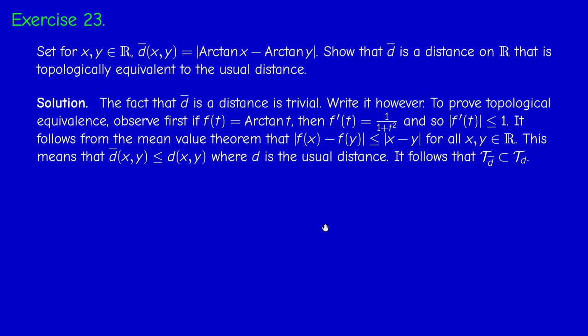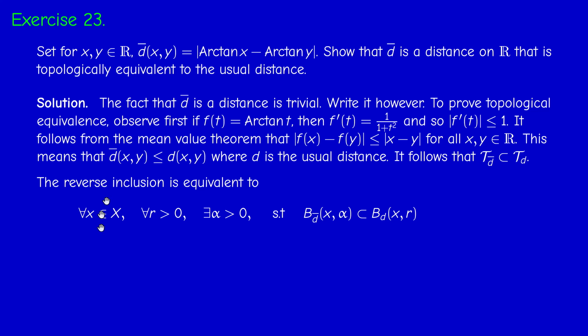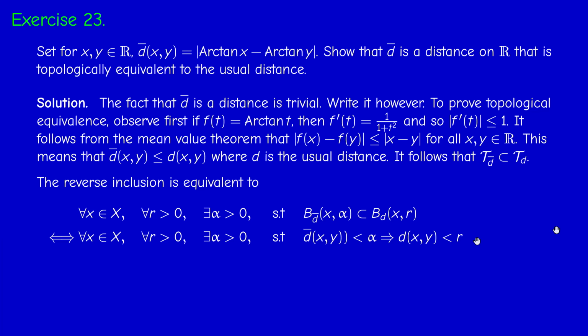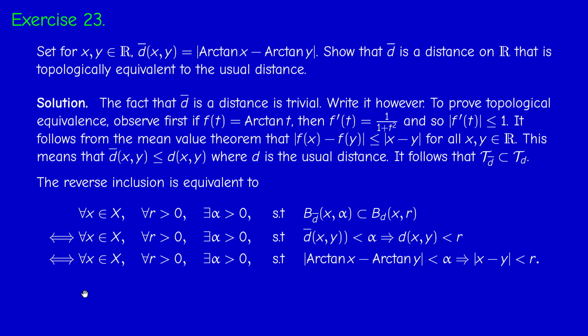Now, for the converse, we do as usual. To prove that T_d is contained in T_d bar, we know by the methodology that we explained in the lectures that this is equivalent to this condition. And this is equivalent to saying: for every x in X, for every r positive, there is alpha positive such that for every y, if d bar of xy is less than alpha, then d of xy is less than r, and I replace everything by their value. So I have to prove this condition. For every x in X, for every r positive, there is alpha positive such that if arctangent x minus arctangent y is less than alpha in absolute value, then x minus y in absolute value is less than r. And is that true?